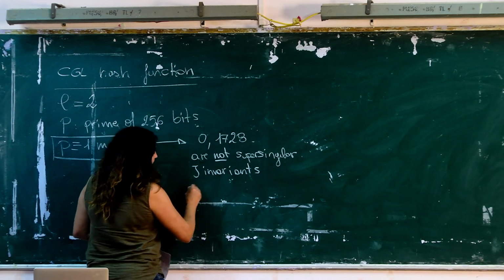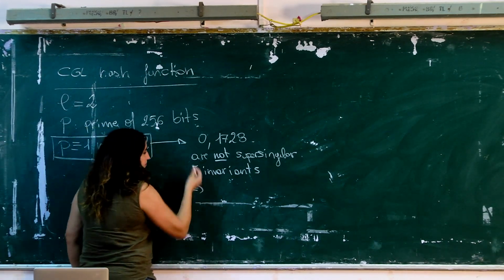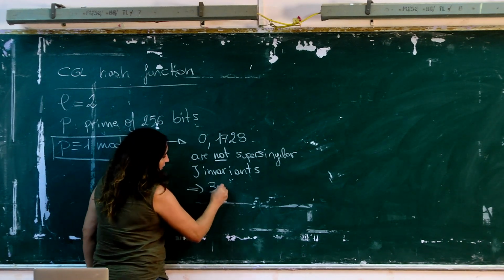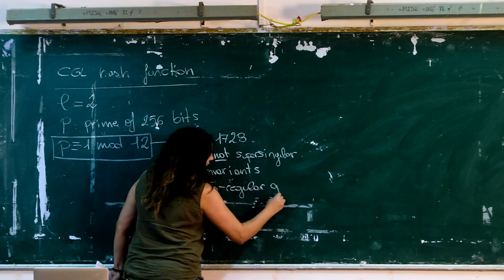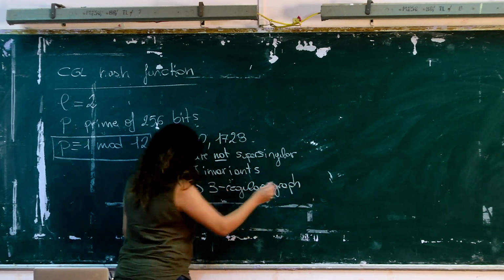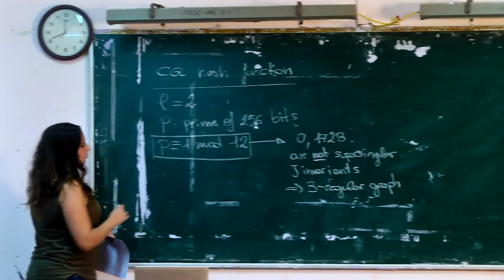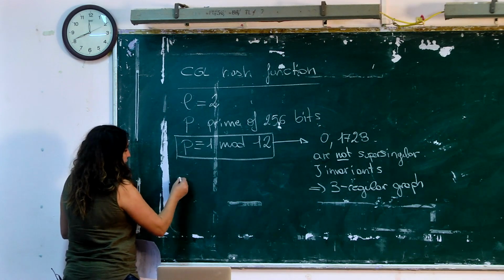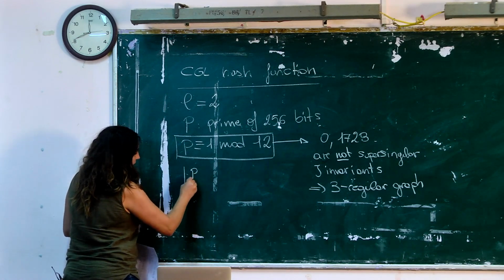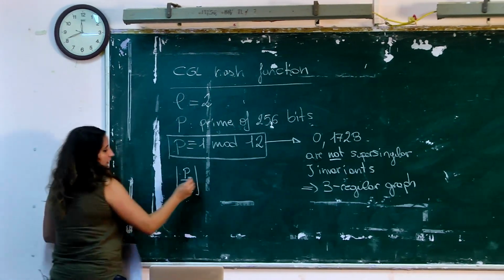Okay, so that means that our graph is very nice because it is L plus 1 regular, so in this case 3 regular graph. Moreover, we saw yesterday that we have an exact number of vertices. It is in this case p over 12. Of course, we have to take the integer part, vertices.